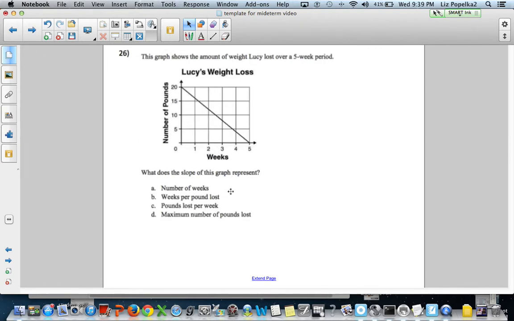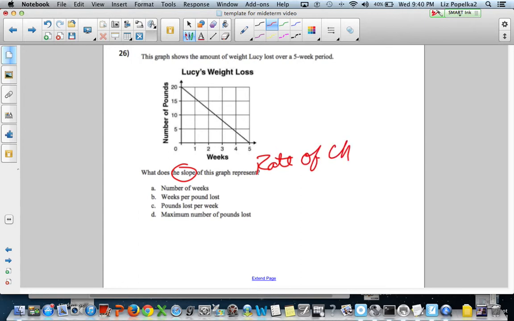Number 26, what does the slope of this graph represent? Remember, slope and rate of change mean the same thing. So if I pick this point where it hits in the corner and this point where it hits in the corner, my up and down change goes from 0 up to 20, so that's a change of 20. It goes from 0 weeks to 5 weeks. So remember, your change in y goes over your change in x, so 20 over 5 is 4, and it's going to be pounds per week because pounds are on the top, weeks are on the bottom.